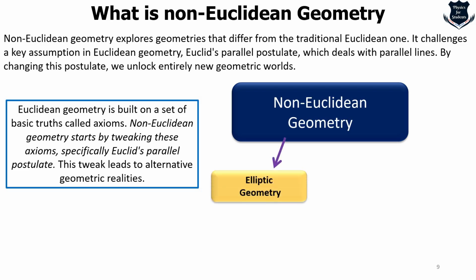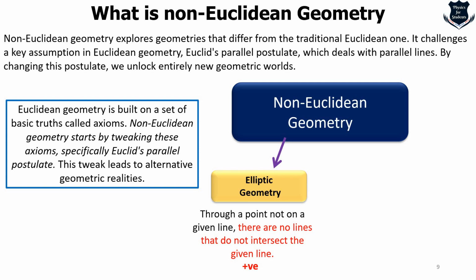The first one is called elliptic geometry. In this geometry, through a point not on a given line, there are no lines that do not intersect the given line. I mean to say the sum of the angles of a triangle is always greater than 180 degrees, and that is why the curvature is positive.